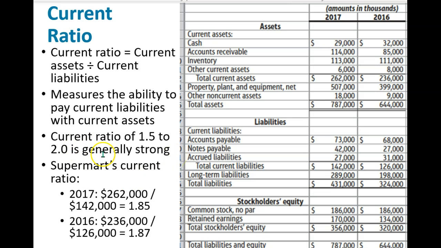In other words, you can pay your bills twice over. And their current ratio here was 262 divided by 142, current assets divided by current liabilities. So 1.85, and in 2016 it was 1.87. So it went down a little bit, but not by much. Not anything to worry about.